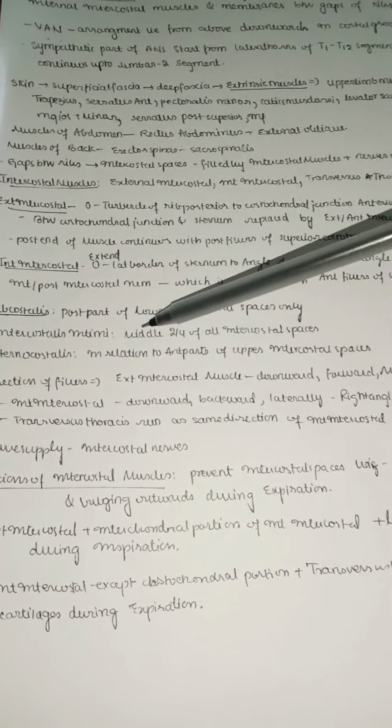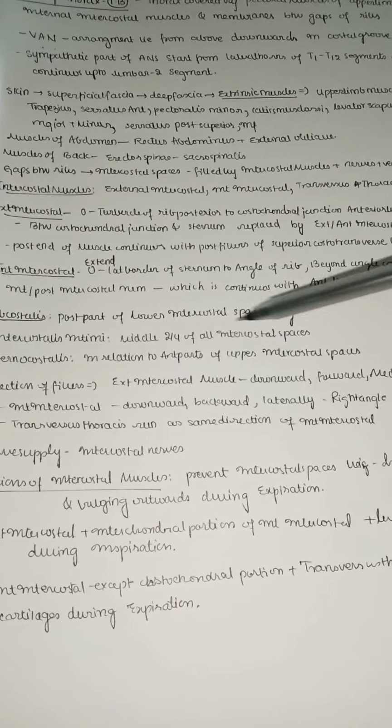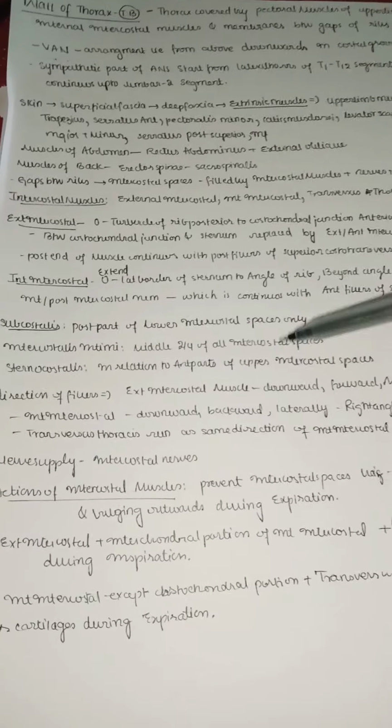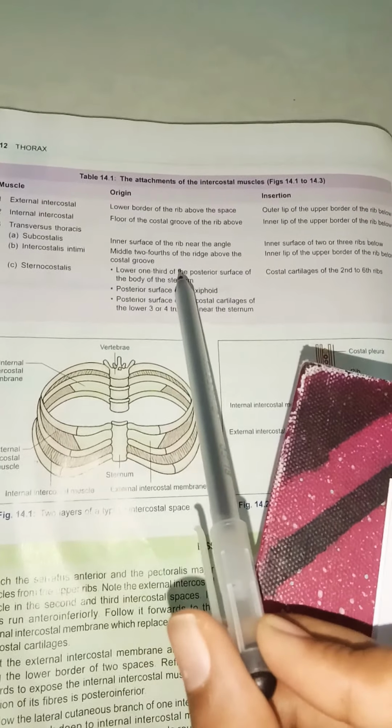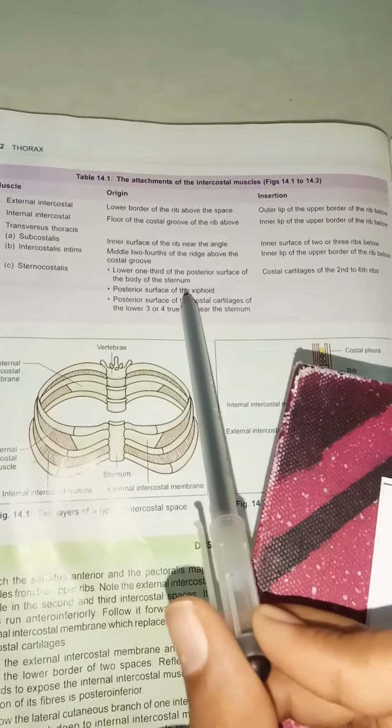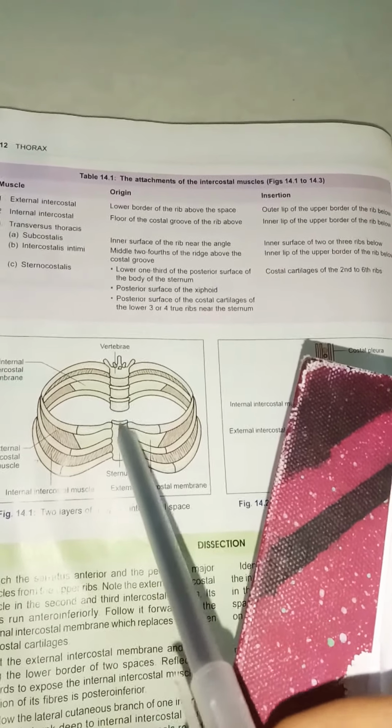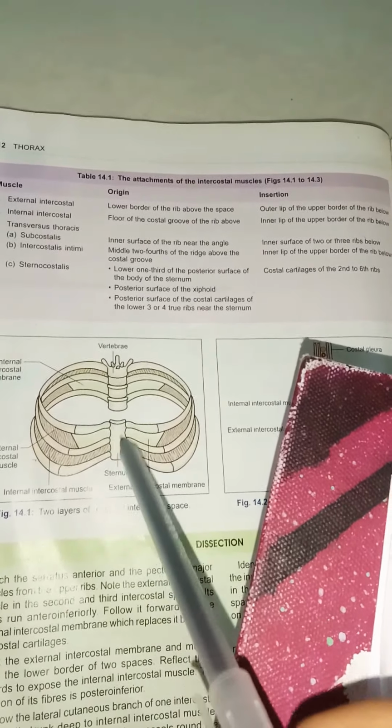So intercostalis intimi, middle 2/4 of all intercostal space. Of course, it is staying in the middle 2/4 of all intercostal space. Next, we'll see the sternocostalis. So you can see sternocostalis origin is in the lower 1/3 of posterior surface of body of sternum. So you know actually the sternum body, right? So for example, here you can see this is the body of sternum.